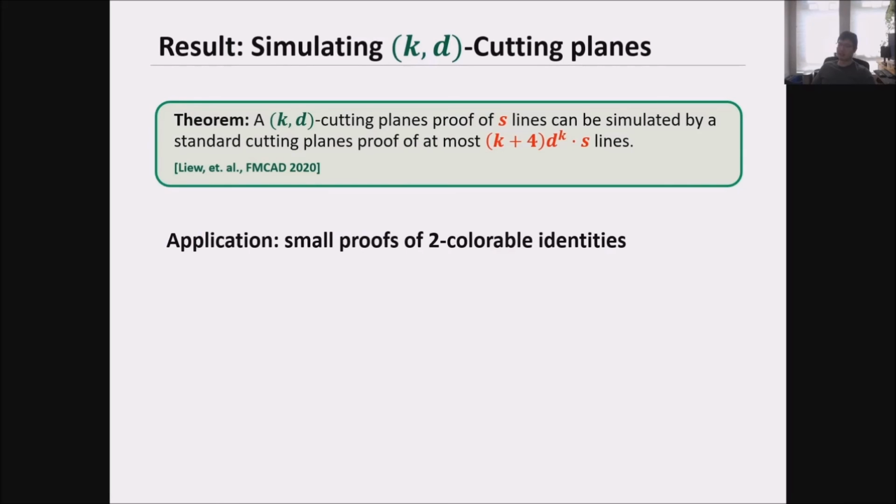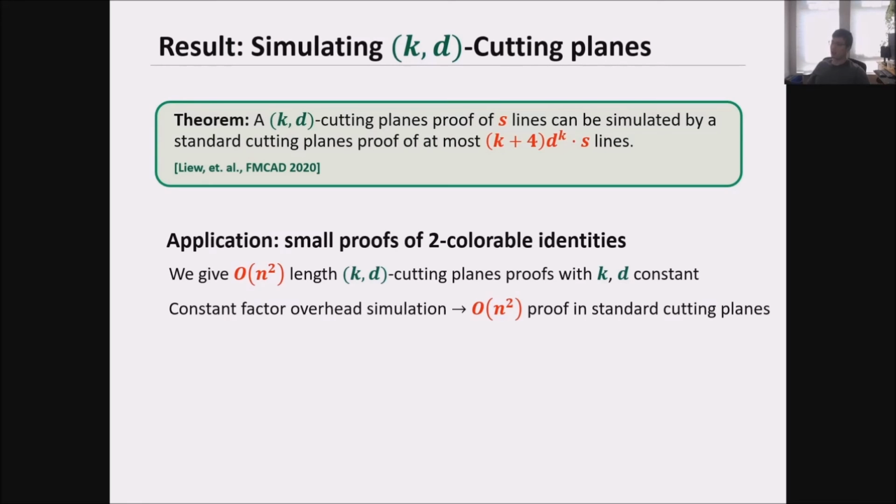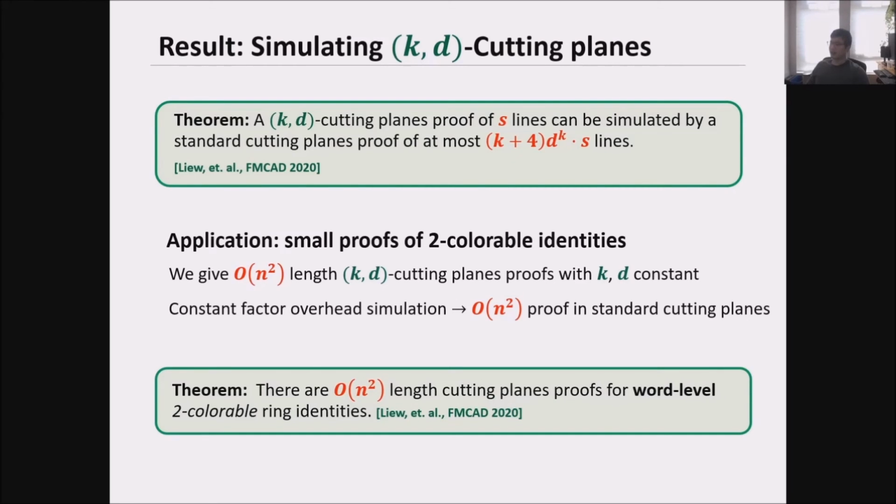We applied this simulation in order to give the small proofs for these two colorable identities on the word level. The way that we did this was we gave quadratic length KD cutting planes proofs where we were careful to make sure that k and d were held constant. Since k and d are constant, our simulation only has a constant factor of overhead. So these quadratic length KD cutting planes proofs turn into quadratic length standard cutting planes proofs. This gives the following theorem: there are O of n squared length cutting planes proofs for word level two colorable ring identities.